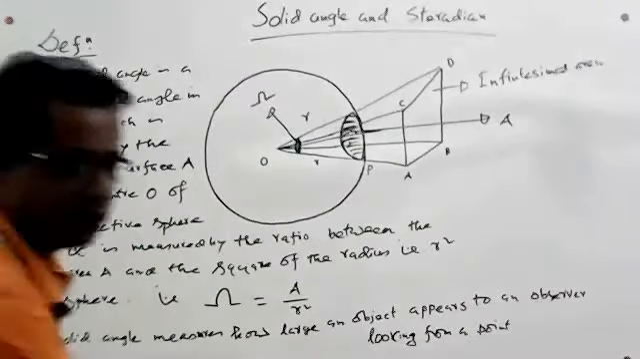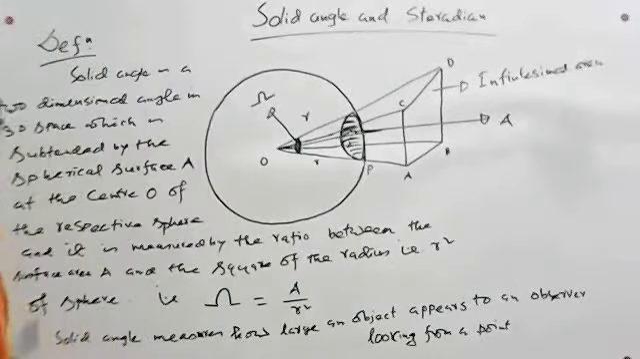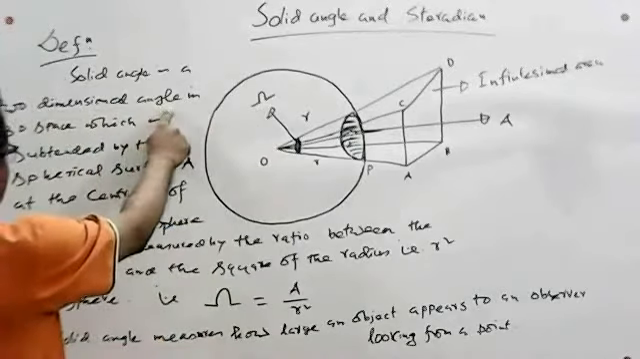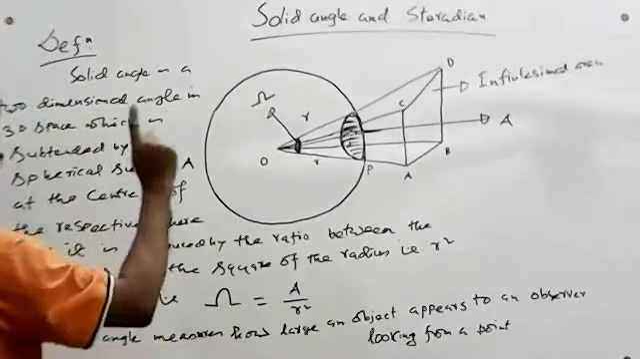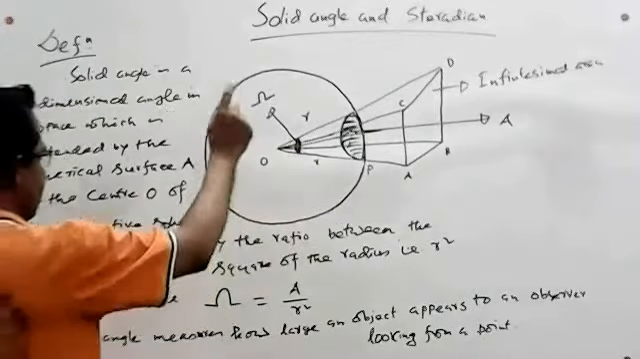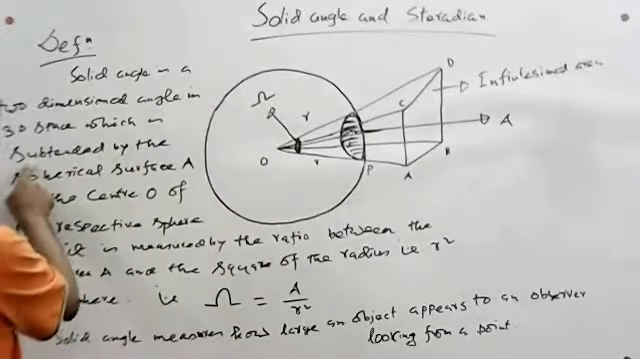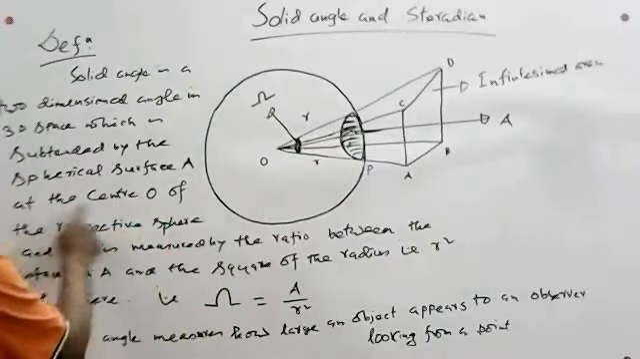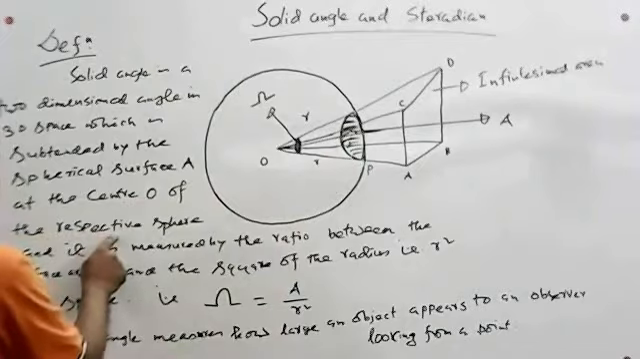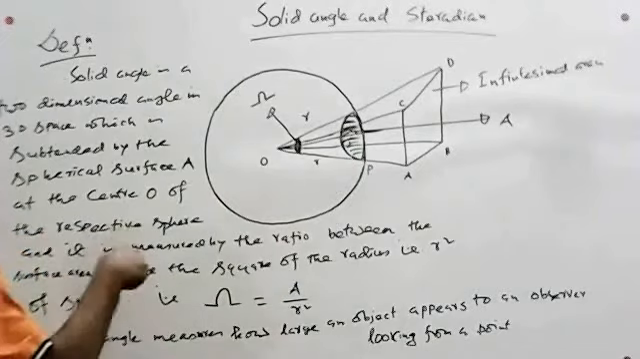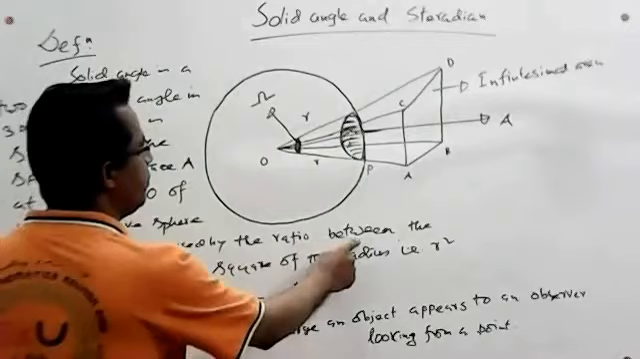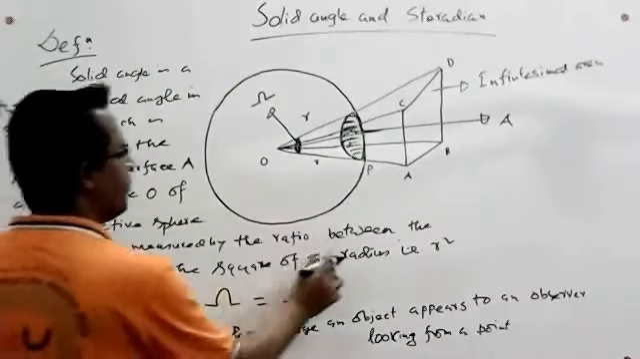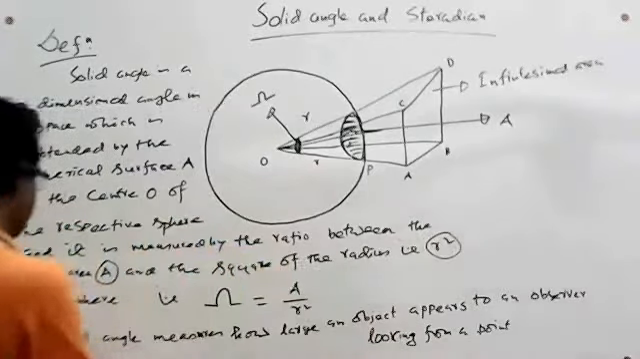I repeat again this definition. Solid angle, that is omega, is a two-dimensional angle in 3D space. It is a two-dimensional angle, but it is in 3D space, which is subtended by the spherical surface E at the center O of the respective sphere, and it is measured by the ratio between the surface area A and the square of the radius, that is r square of sphere.